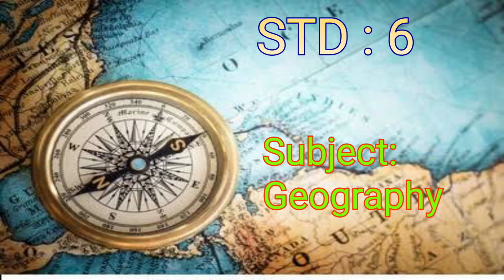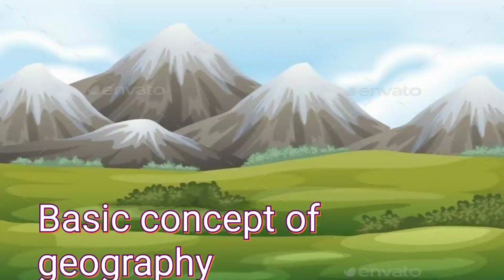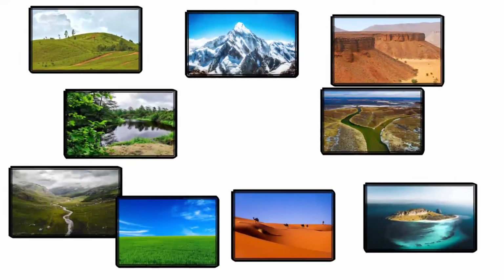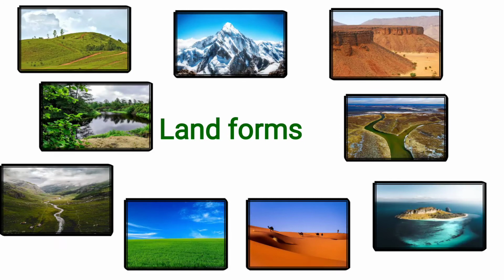What do they mean? So we are going to see the basic concepts of geography, and under this we are going to today learn about the various landforms. Yes, here you can see so many pictures. These are all landforms. You can see a mountain, hill, river, desert, plain. So we are going to learn about these terms in our today's video.